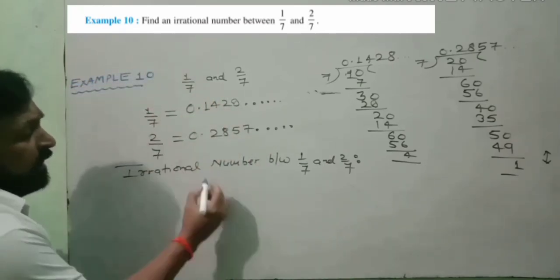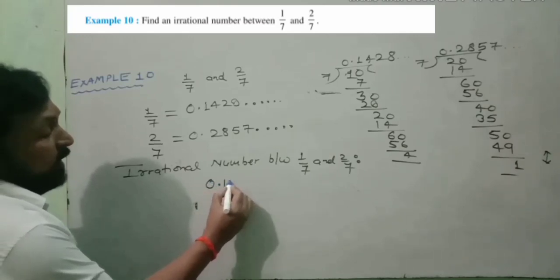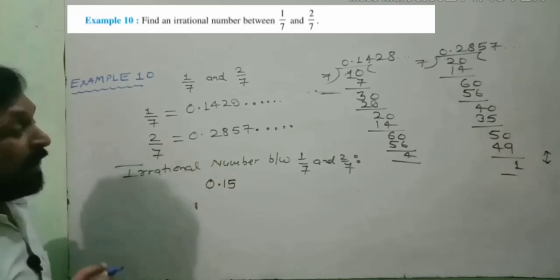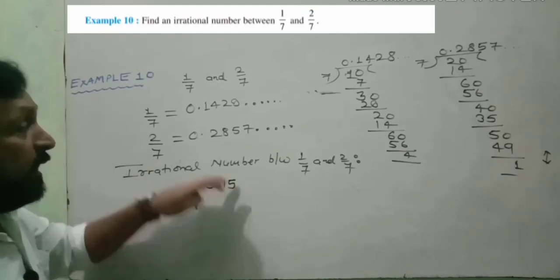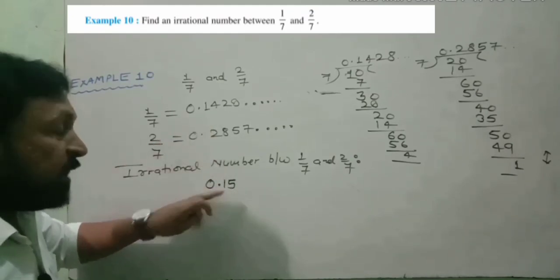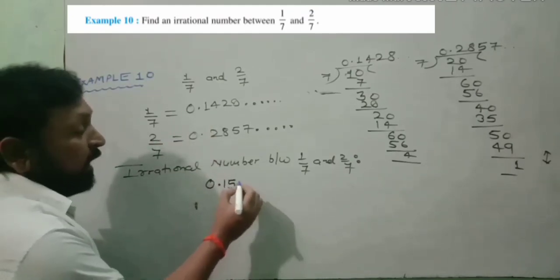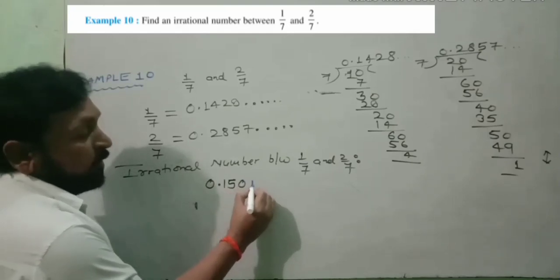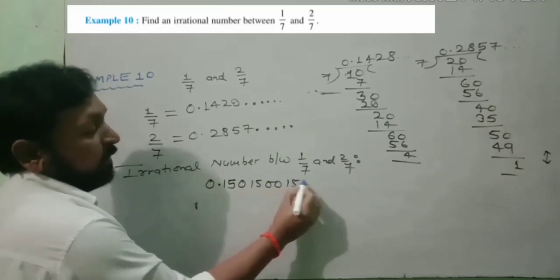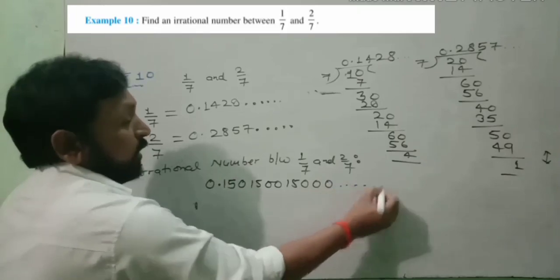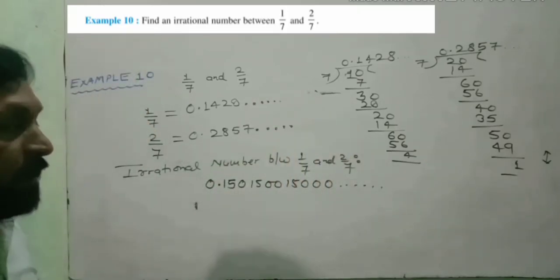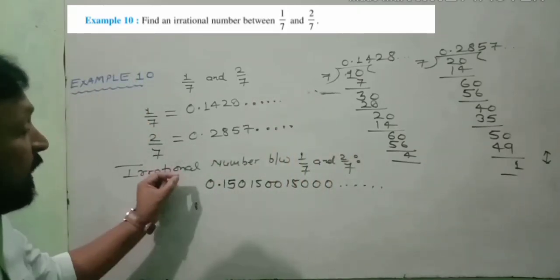After some time, somewhere it will come 0.15. Yes or no? Yes, it will definitely come. This kind of number will come. We just have to write it in the form of an irrational number. How? 150, 1500, 15000 dot dot dot. Is it clear or not? This is a way of writing the irrational number.